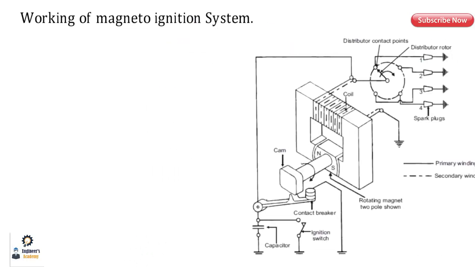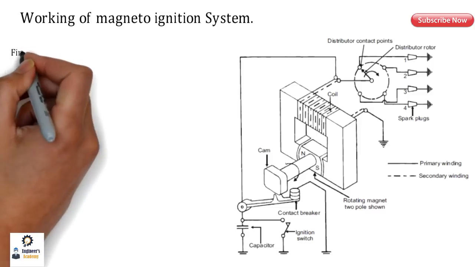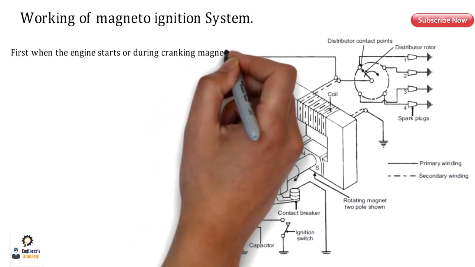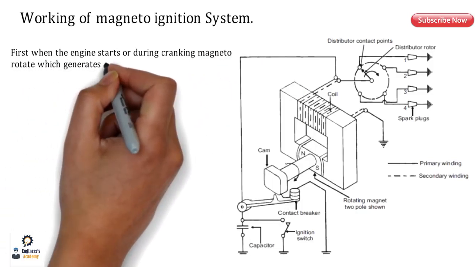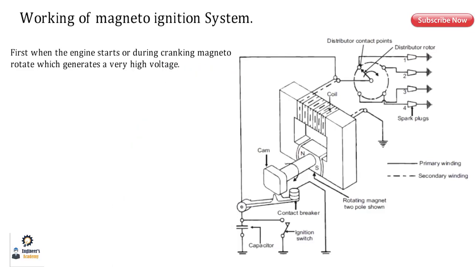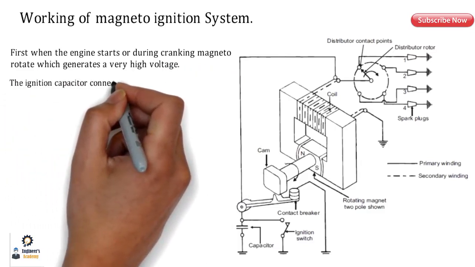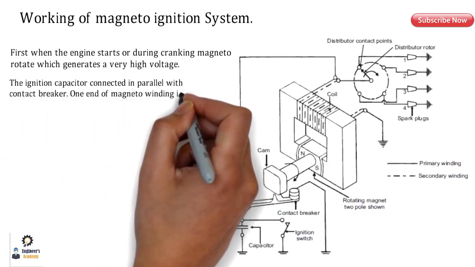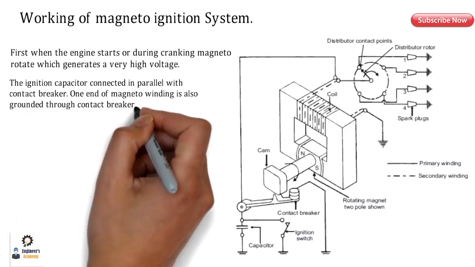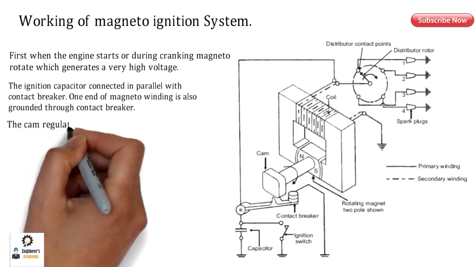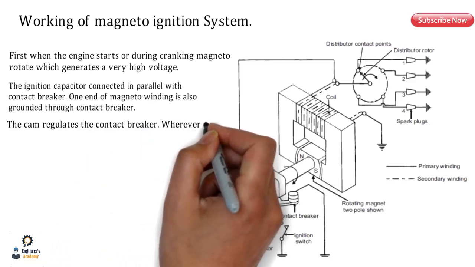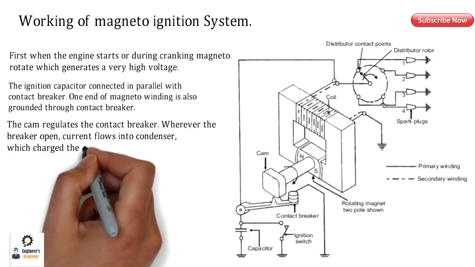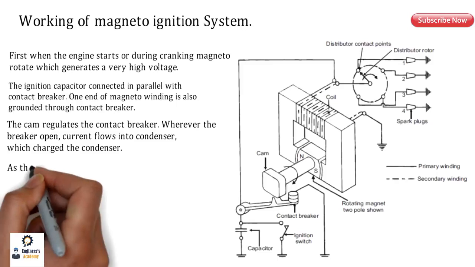So guys, just like the battery ignition system, the working of the magneto ignition system is also the same. So first, when the engine starts, during the cranking, the magneto rotates, which generates a very high voltage basically due to that cranking and the rotation of the magneto. The ignition capacitor connects in parallel with the contact breaker, and one end of the magneto winding is also grounded through the contact breaker. So the cam regulates the contact breaker, and whenever the breaker opens, the current flows into the condenser, that is the capacitor, instead of the distributor, and the condenser gets charged.